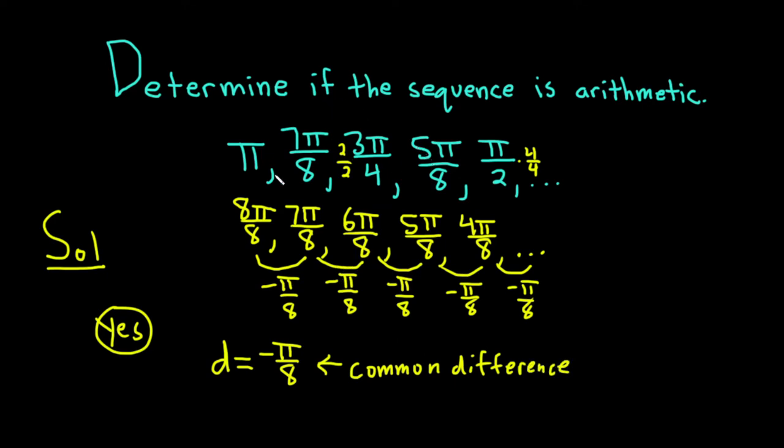We just had to think about the question in a way that allowed us to add and subtract more easily. One way to do that was to use 8. And when we did that, we saw that the common difference was negative pi over 8. So therefore, we have what's called an arithmetic sequence.